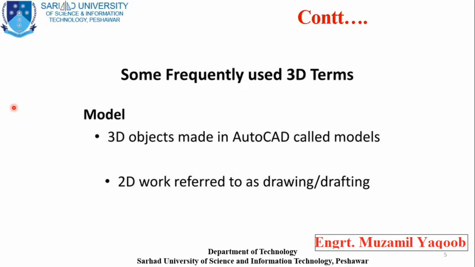So let's discuss some frequently used 3D terms as well. A 3D object made in CAD is known as a model, so when you hear the word model, you can clearly think that it is made in 3D, or it is a 3D object. And 2D work is referred to as drawing or drafting. So the difference between model and drafting is quite clear.